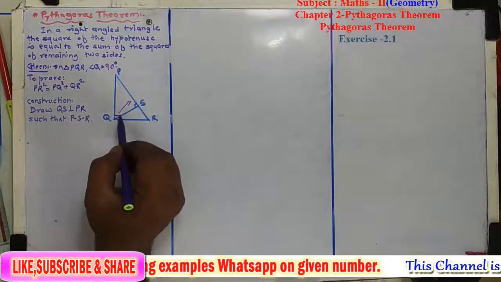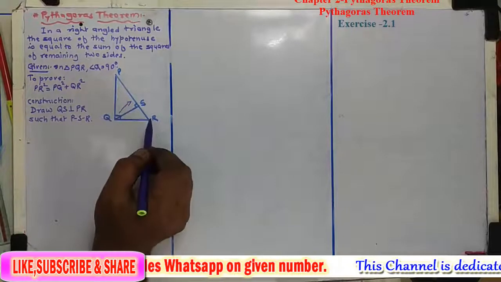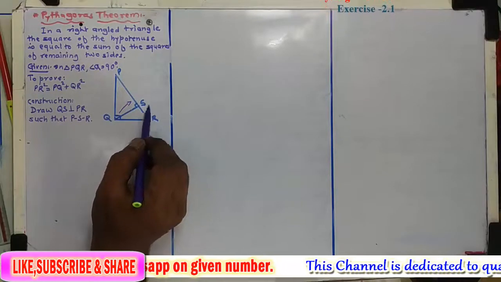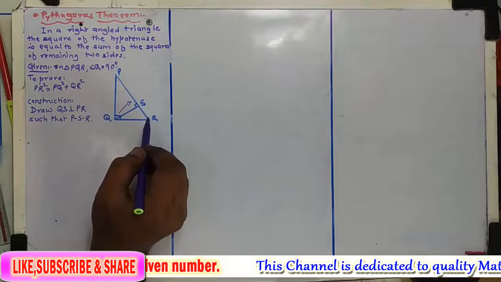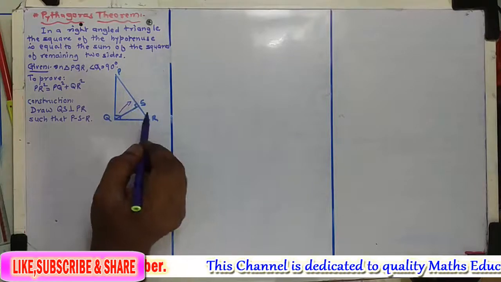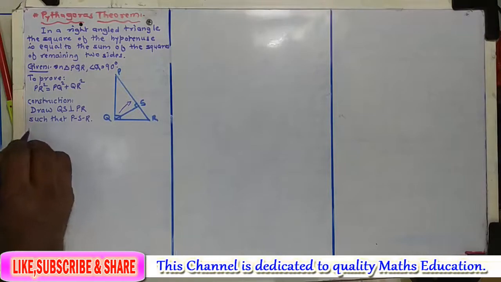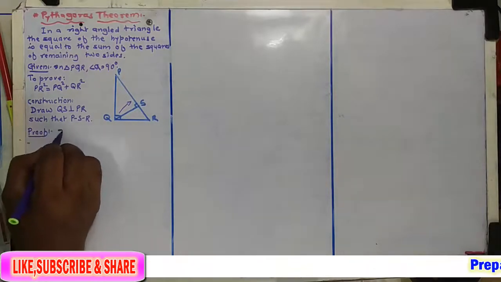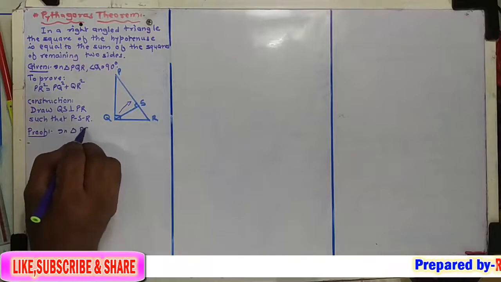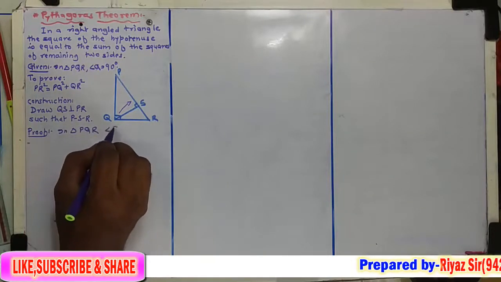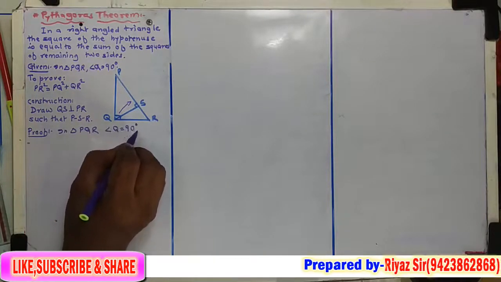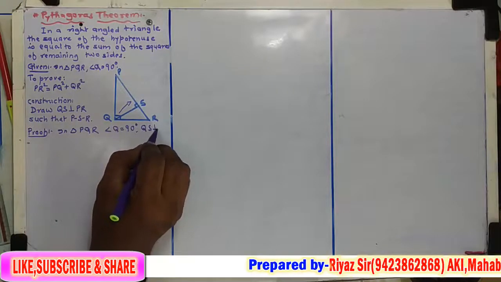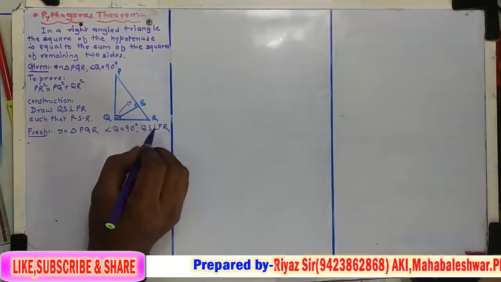We draw QS perpendicular to hypotenuse PR, such that P, S, R these three points are collinear points. Okay, now we'll start the proof. In triangle PQR, angle Q is equal to 90 degrees and QS is perpendicular to PR. Okay, this is by construction.